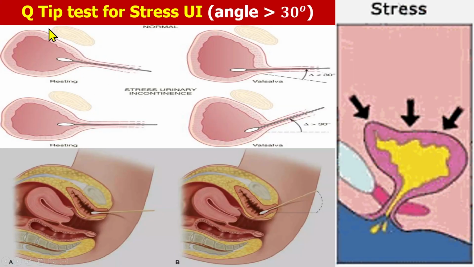And the Q-tip test. What is the Q-tip test? We put this tip into the bladder, and upon stress the change in angle should be less than 30 in the normal. If the change in angle is more than 30, it means there is weakness in the pelvic floor, which cannot support the urethra or the bladder neck. So if the tip changes the angle by more than 30, that is a positive Q-tip test, which represents stress urinary incontinence.